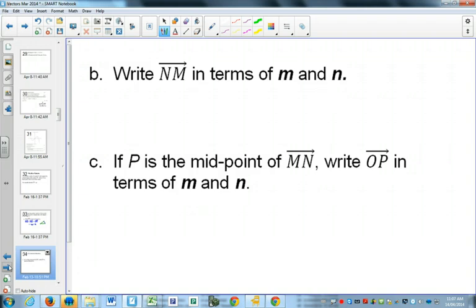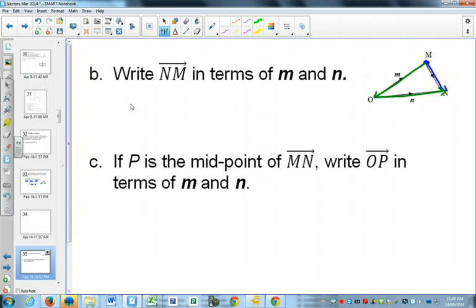Now think about going from N to M. Try this one on your own. See if you can write N to M. So using the same strategy we used last time, you could go from N to O first and then go from O to M, which would give you negative n plus m.